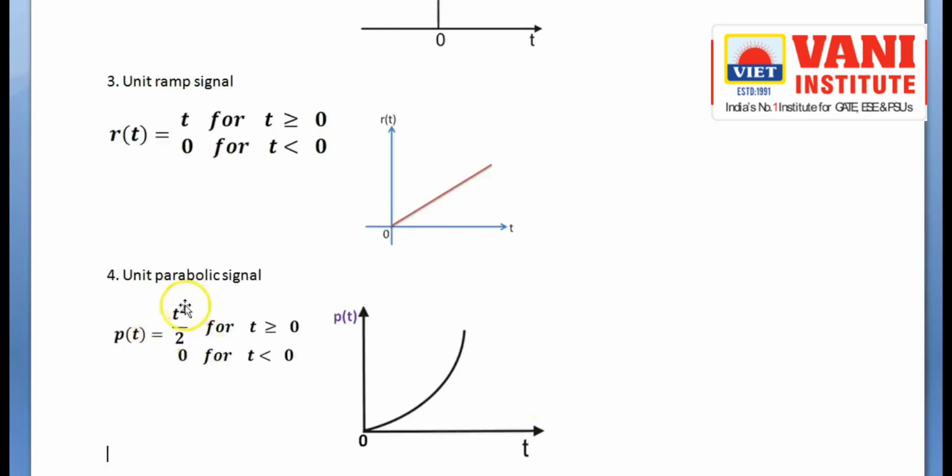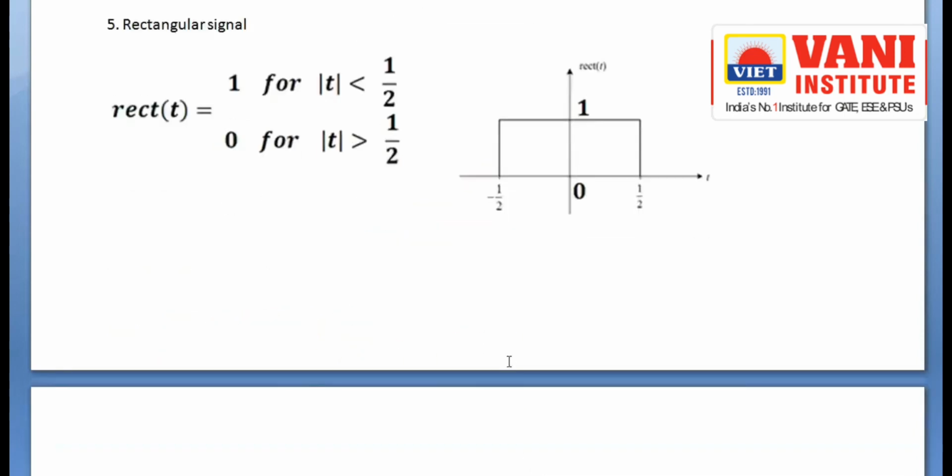Next one is a unit parabola. It is t square by 2 when time is positive, 0 when time is negative. And another one is RECT, rectangular signal. RECT means its value is 1 when it is from minus half to half, 0 outside this range. That's about RECT.